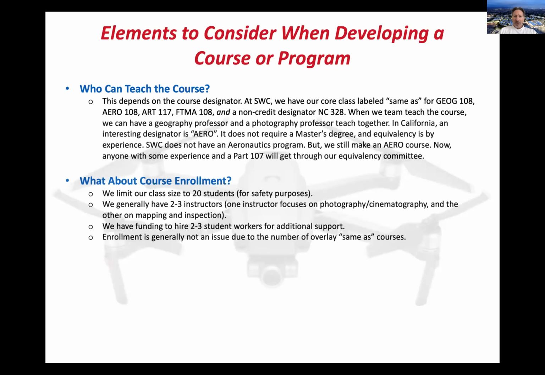We'll generally have 2 to 3 instructors teach the course. We have funding to hire 2 to 3 students to work with us for additional support. So if we have 20 students in the class, we'll have 2 or 3 students on a drone, but we like to have eyes on them. So we'll have 2 or 3 instructors. We'll have 2 or 3 students who have gone through the program and who have gotten their Part 107, and they work with us as student aides. With that in mind, we don't have any issues with enrollment, certainly not up to this point.